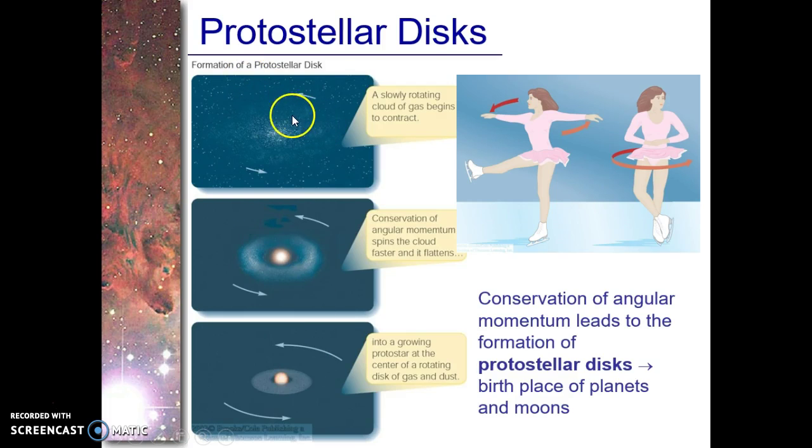Same thing. It's a cloud of gas and dust here, and it's spinning and begins to contract on itself because of gravity. The conservation of angular momentum spins this cloud faster and faster, and it's going to flatten out. If you can't remember angular momentum, think of the ice skater. If she has her arms and legs out, she'll spin slower. Once she pulls her arms and legs in, she spins faster. That's what's happening to this cloud here. As it continues to spin faster and faster, it grows into a protostar at the center, with a disk of gas and dust around it.